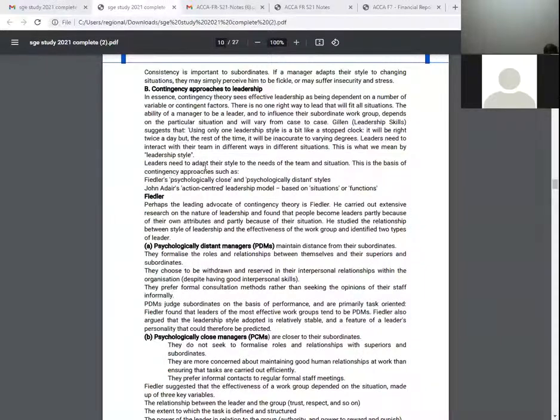So we have the Fiedler model, and then we have what we call John Adair's action-centered leadership model. We look at the Fiedler model.